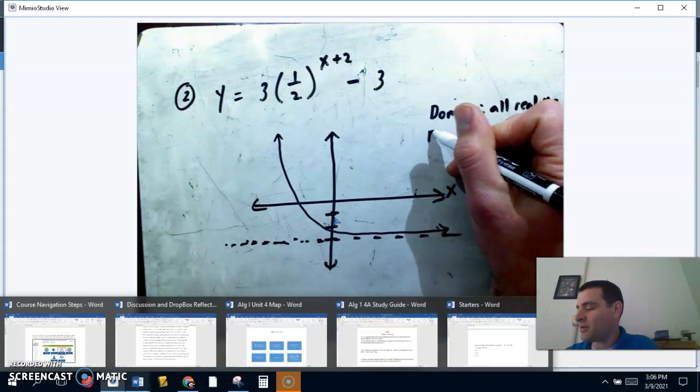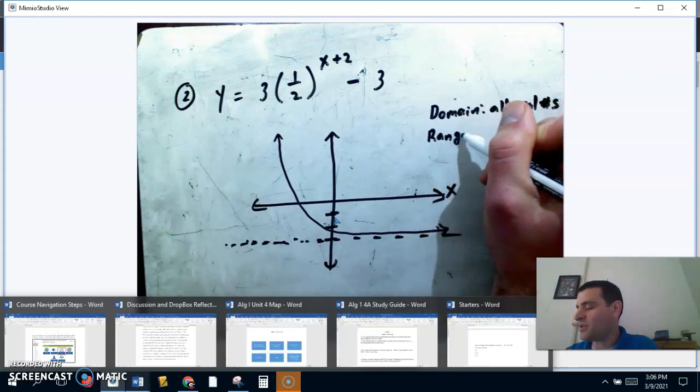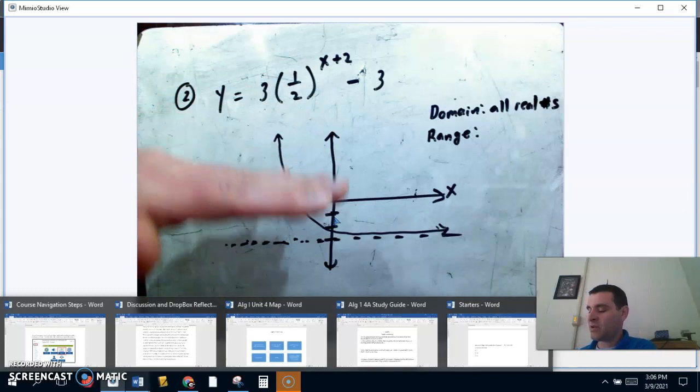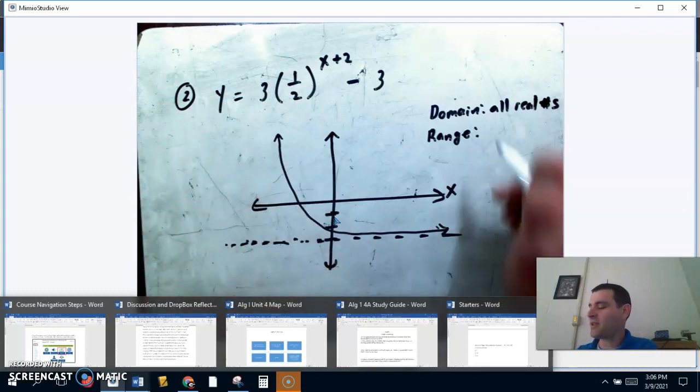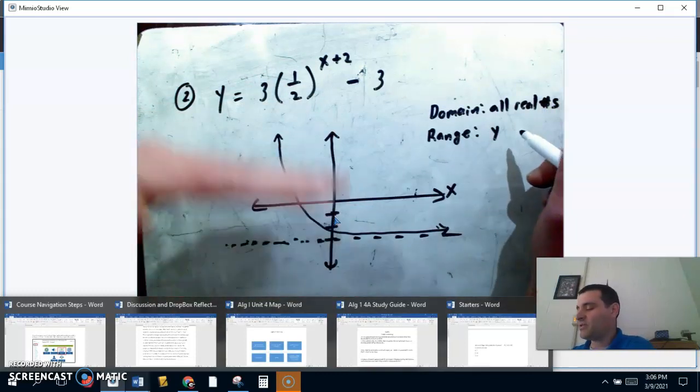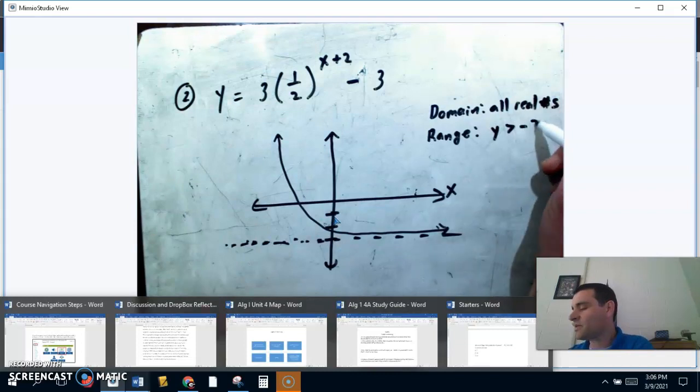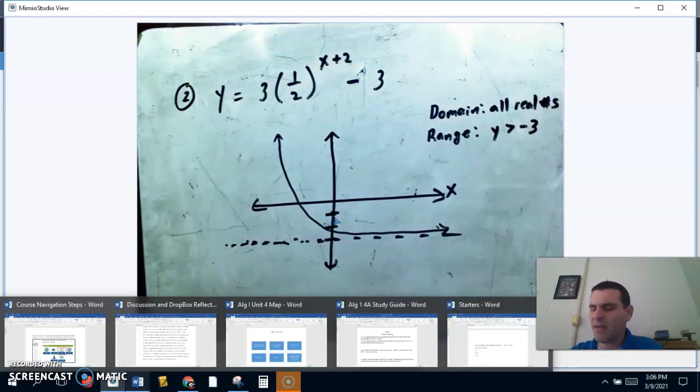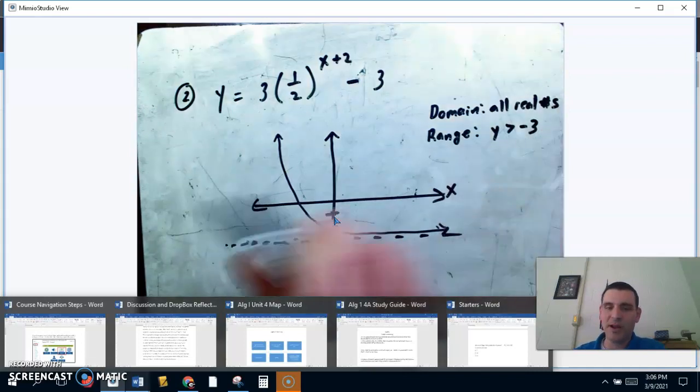The range here, it goes down to the number -3, and from there it goes up forever. So I'm going to say y greater than -3. Basically, the asymptote here will show up in the range.